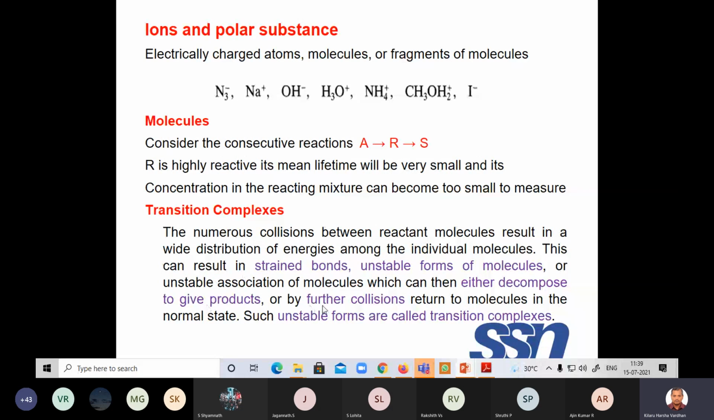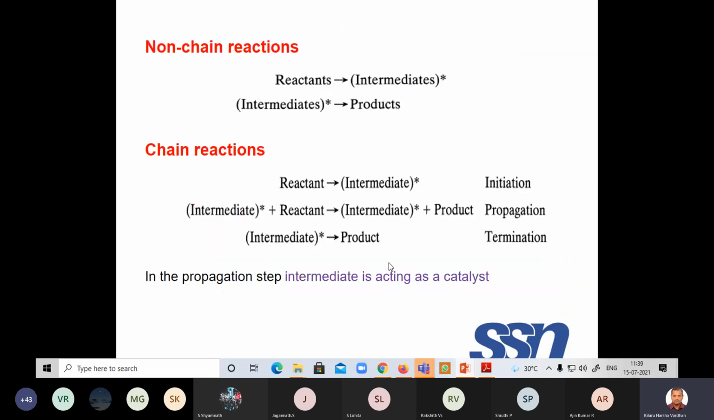So you can see further collisions return the molecule to the normal state. Such unstable forms are called transition complexes. There will be two more things, non-chain reactions and chain reactions. What is non-chain? Non-chain reactions will happen like this.